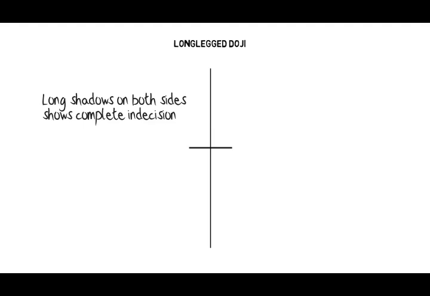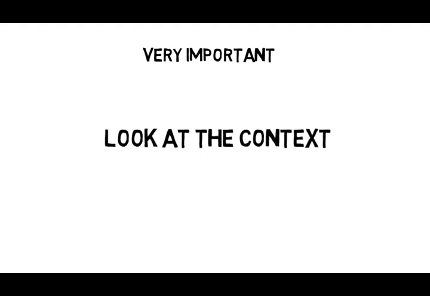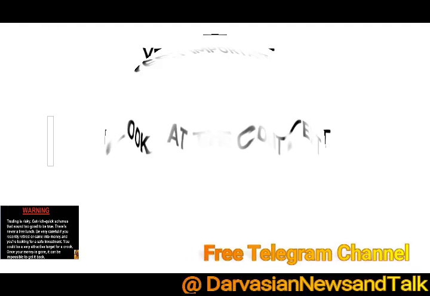I know I said it once already, but this is very important. Candlestick signals are valuable only when looked at in context. A doji in the middle of a range is a no-go. A doji at support or resistance, however, is something to be looked at.